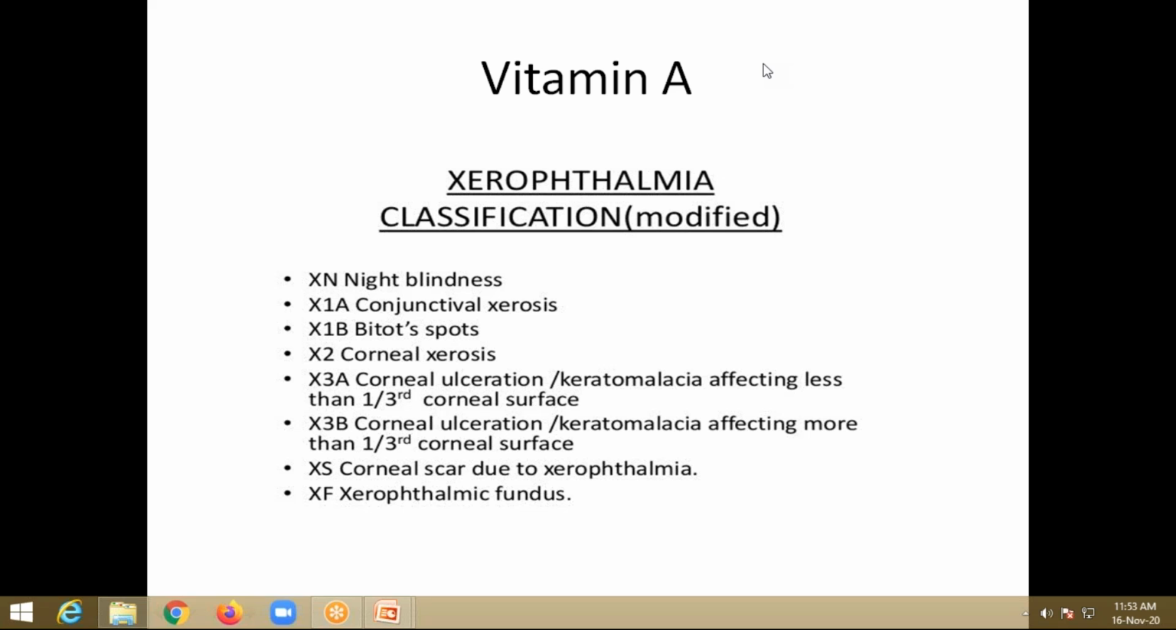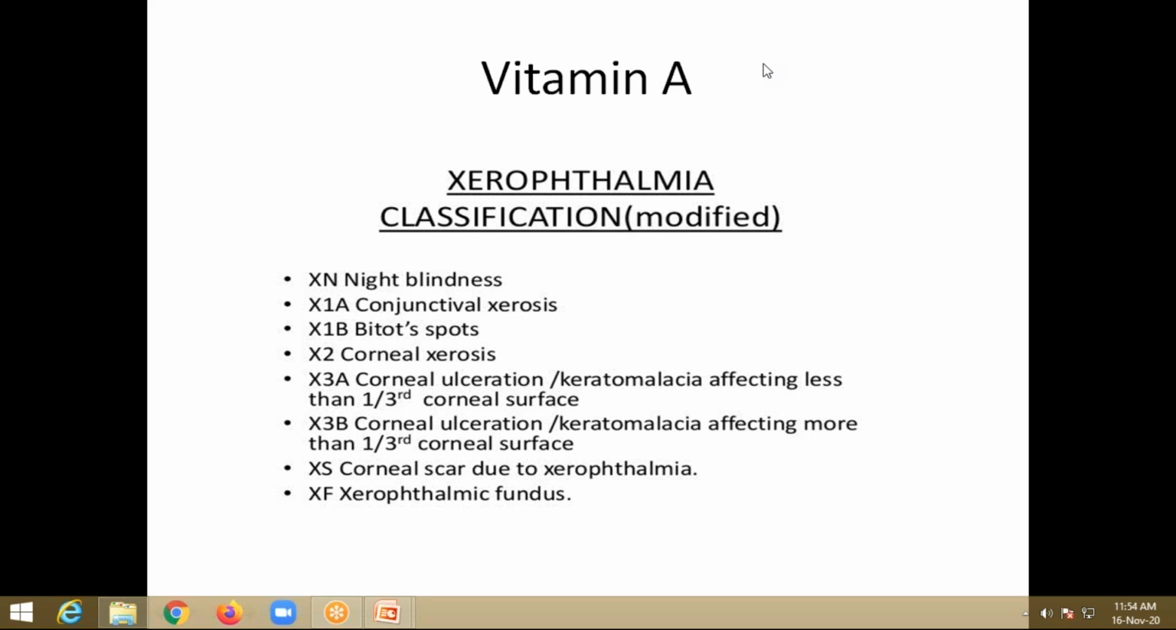So already we have discussed the absorption which occurs in the intestine by cellular retinol binding protein, and which requires bile salts, and it is released into circulation bound to retinol binding protein and prealbumin. We know the RDA, we know the sources, and we know how it functions. The main functions are night vision, epithelialization, and differentiation during the reproduction process and the gestation age increase.